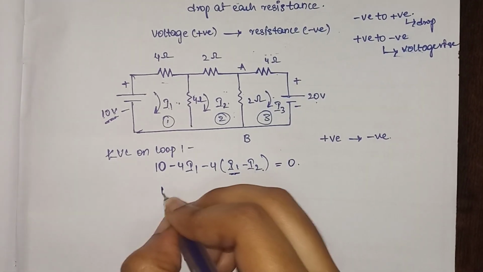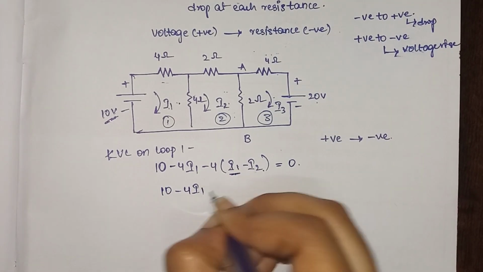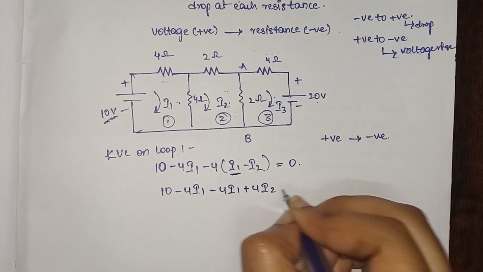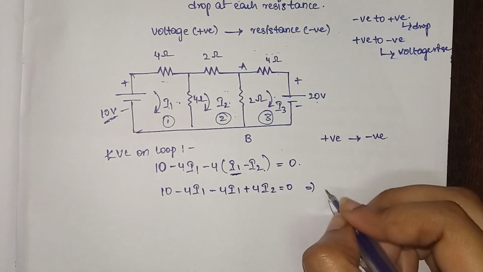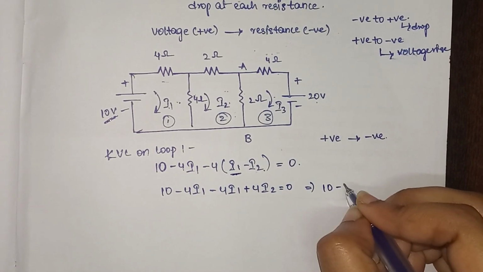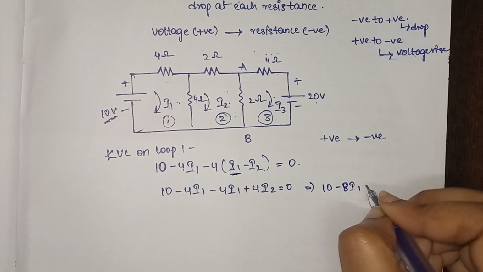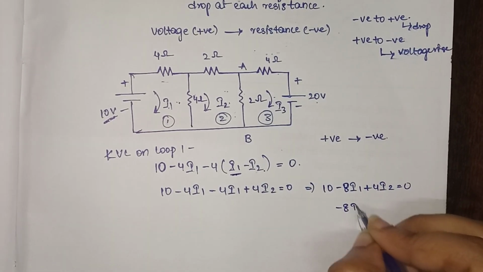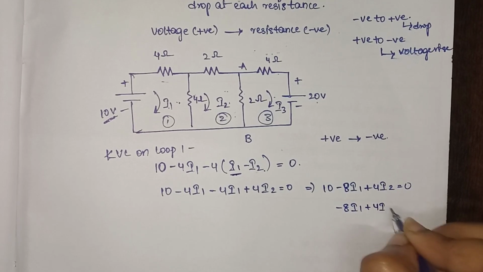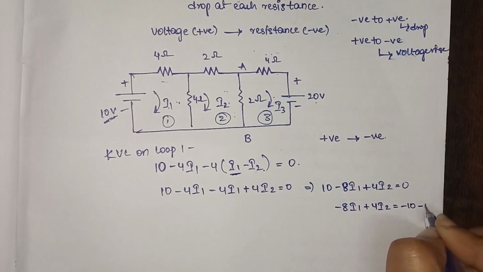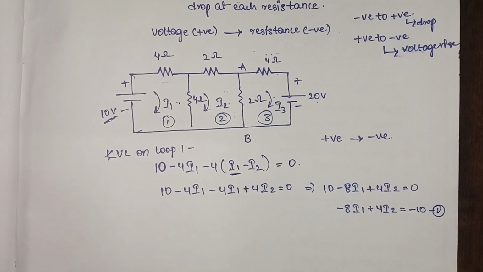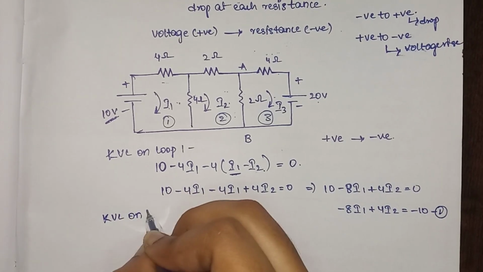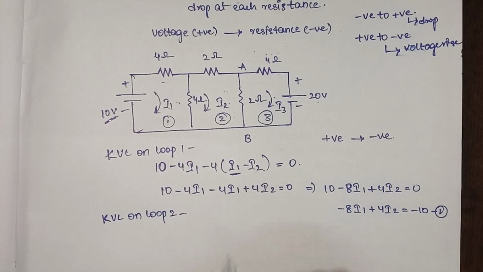Now if we solve this, 10 minus 4I1 minus 4I1 plus 4I2 is equal to 0. You will get 10 minus 8I1 plus 4I2 is equal to 0, which is minus 8I1 plus 4I2 is equal to minus 10. So this is equation 1. Now what will happen if we apply KVL on loop 2?